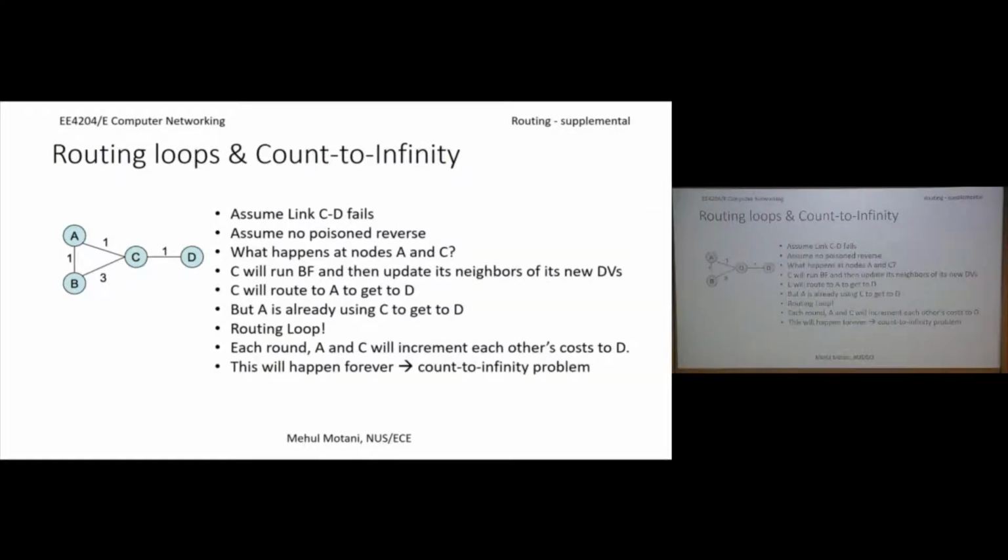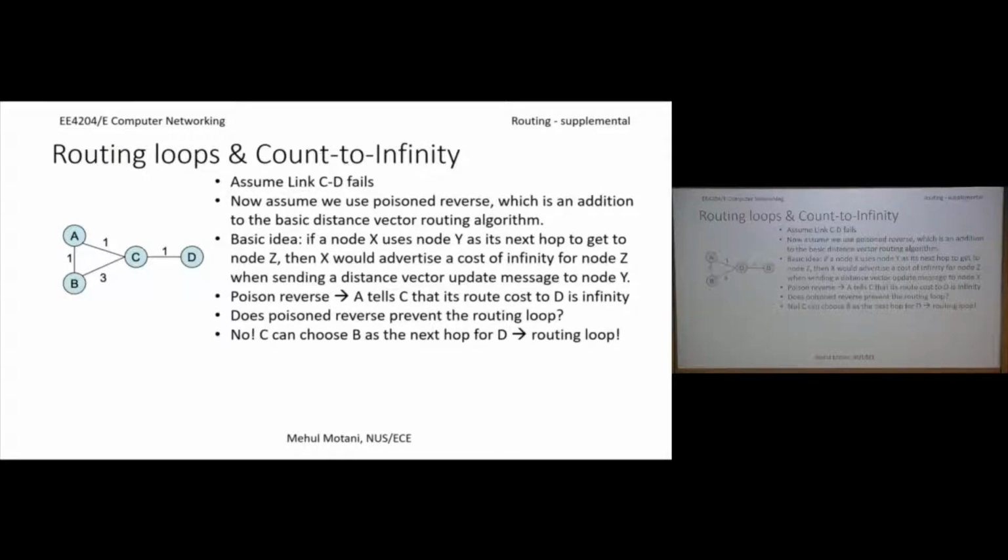So anyway, this is the count to infinity, and remember there were a couple of solutions. One was Poisson reverse, where a node lies to another node. The core of the problem is that A is using C to get to D, and C wants to use A to get to D. You could have nodes lying and so on, but in class I told you about the only real way to fix routing loops.